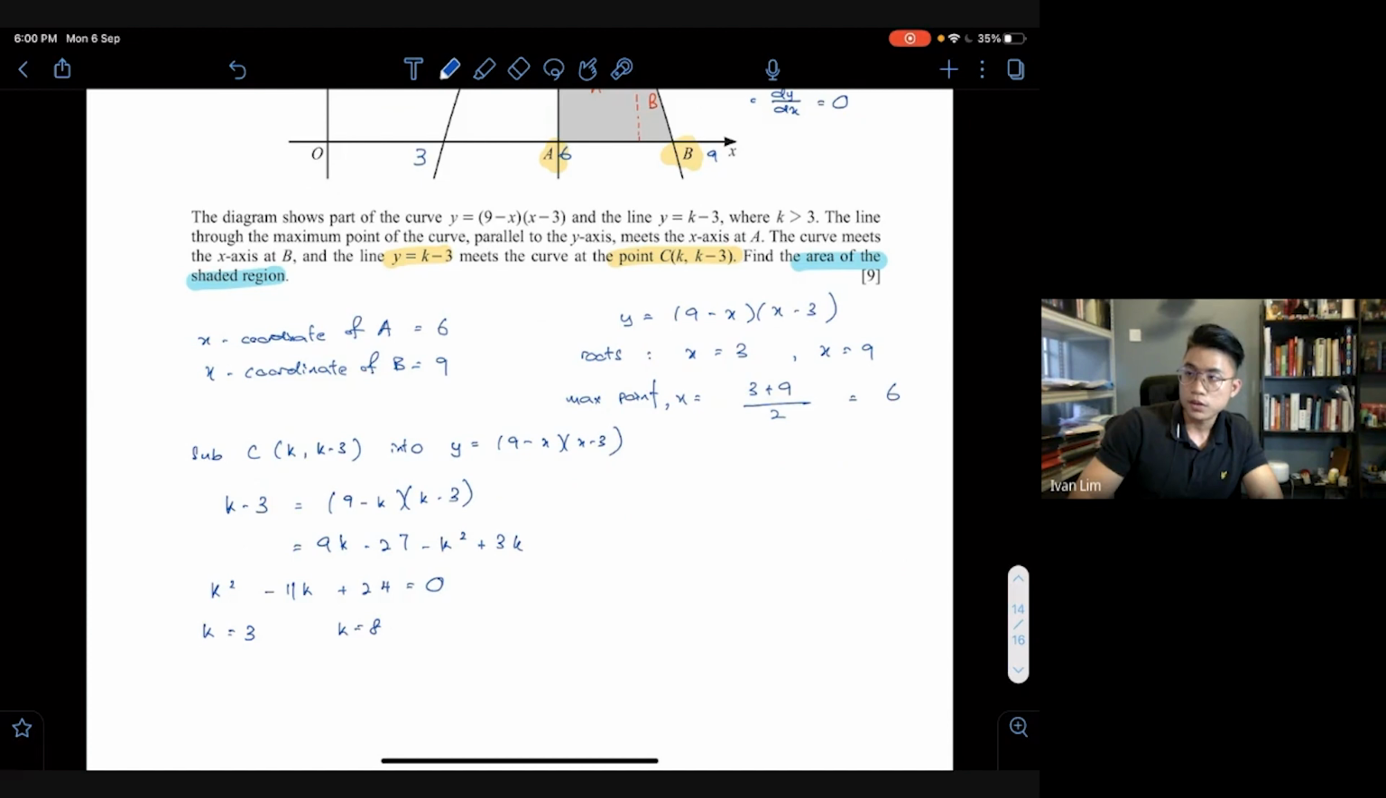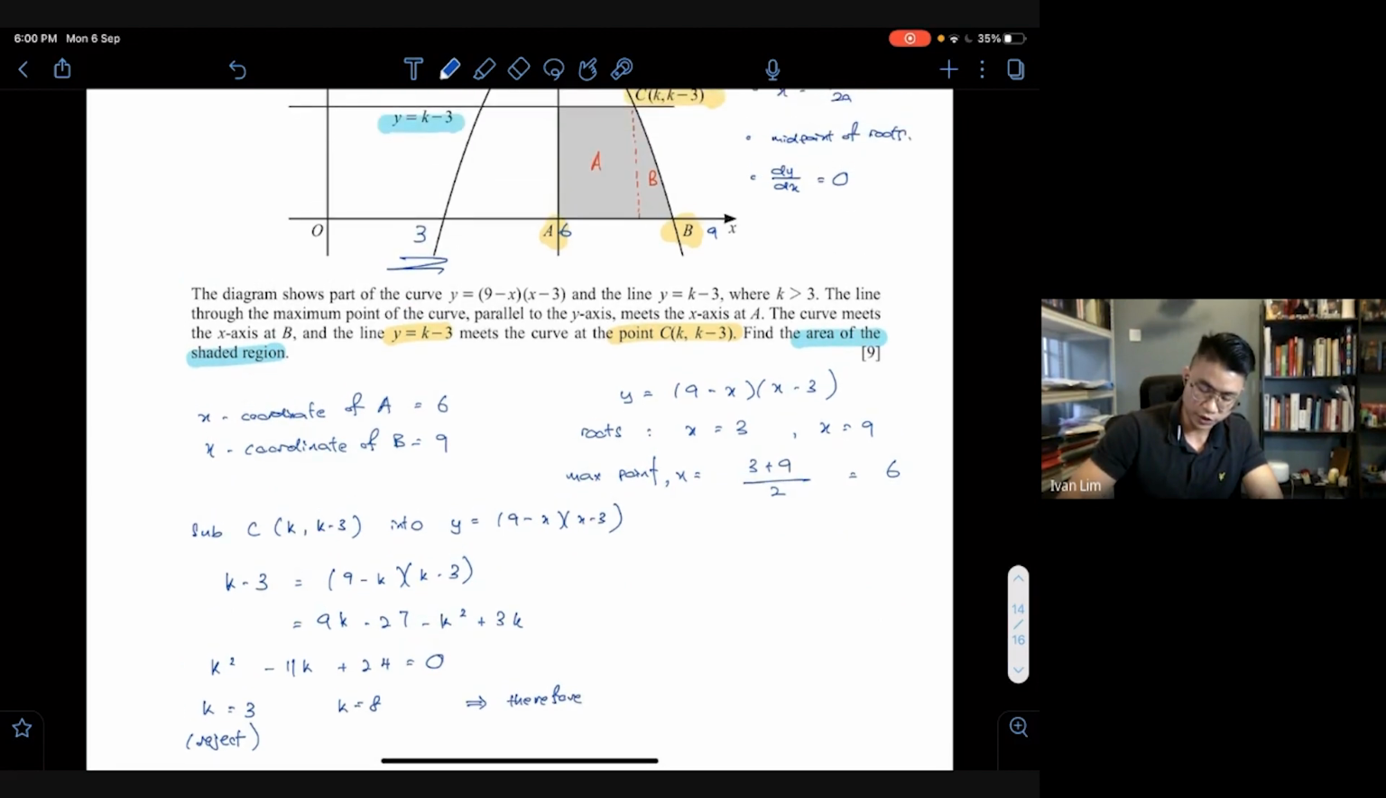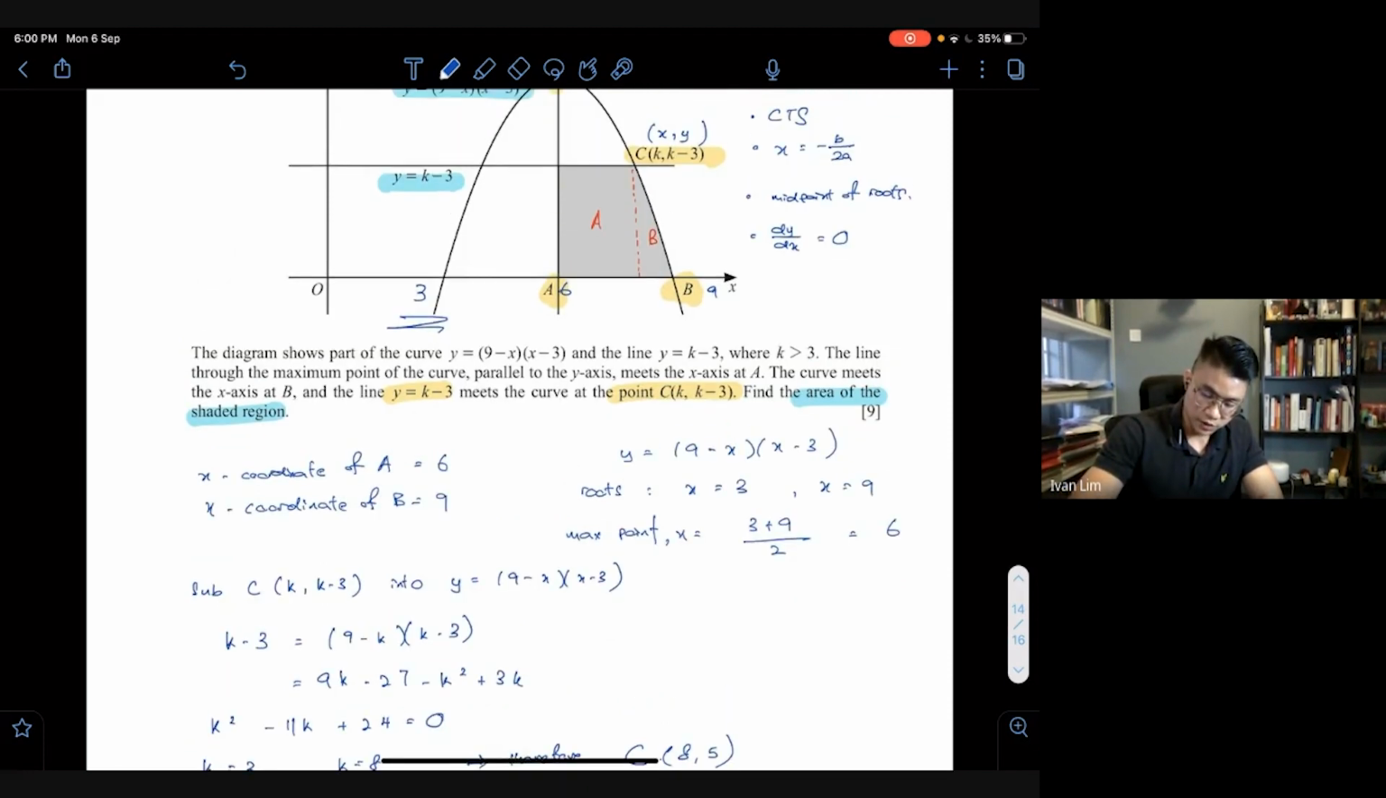Okay. k we don't want equals to 3 because 3 is already at this starting point here, right? So we recheck it. We can also find the value of the y coordinate of C because it's k minus 3. Therefore, C is equal to (8, 5). Okay, the coordinate here is (8, 5). Clear until here? Okay, so I know here is 8.